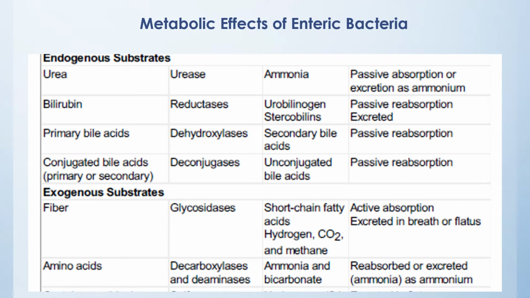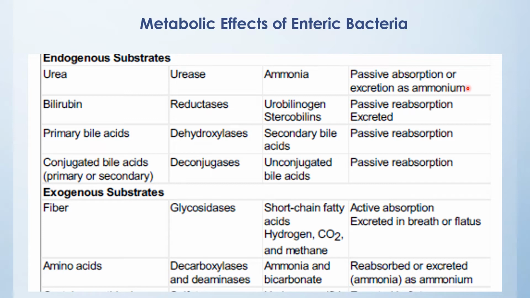This table shows us the summary of the metabolic effects of the enteric bacteria. So we have your endogenous substrates like your urea, bilirubin, primary bile acids, conjugated bile acids, and exogenous substrates like the fiber and amino acids. So these are the enzymes that are utilized that are coming from the colonic bacteria. Like for urea, it uses urease and it produces ammonia, and the disposition would be passive absorption or excretion as ammonium.